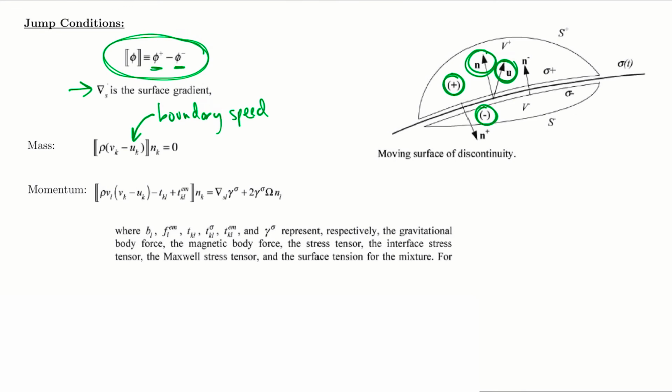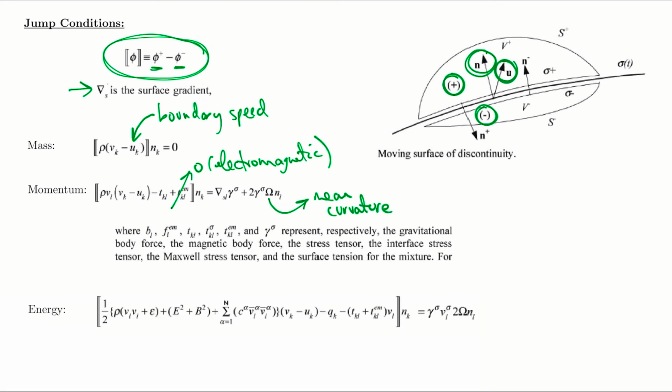So B is like gravitational body force. And then we've got magnetic body force. We've got stress tensor, interface stress tensor, Maxwell stress tensor, and the surface tension for a mixture is this gamma. So for example, like this term would go to 0, right? If you don't have any like electromagnetic forces. This here is actually showing that's our mean curvature. Okay, so that's a complete condition there.